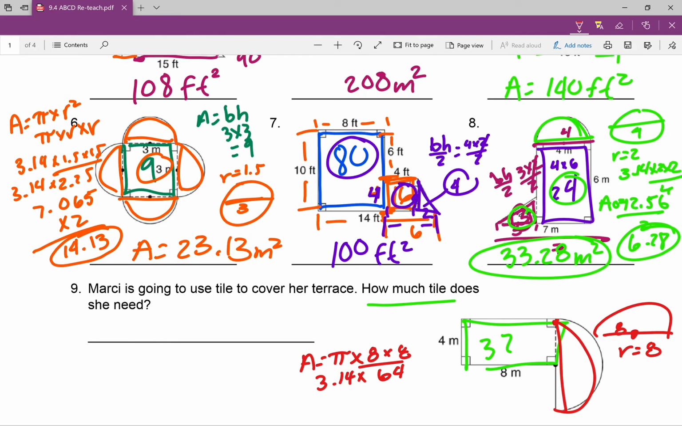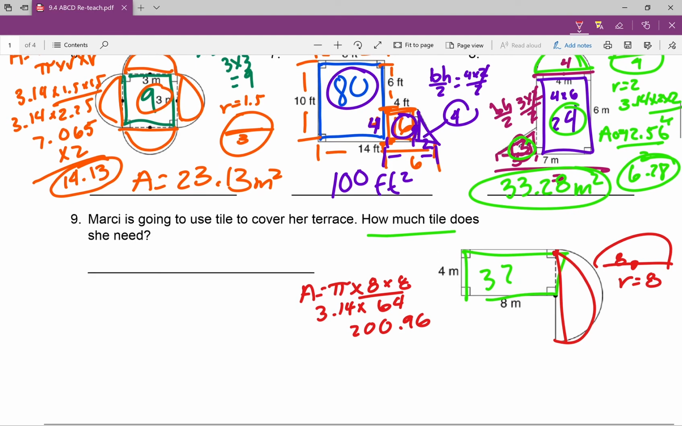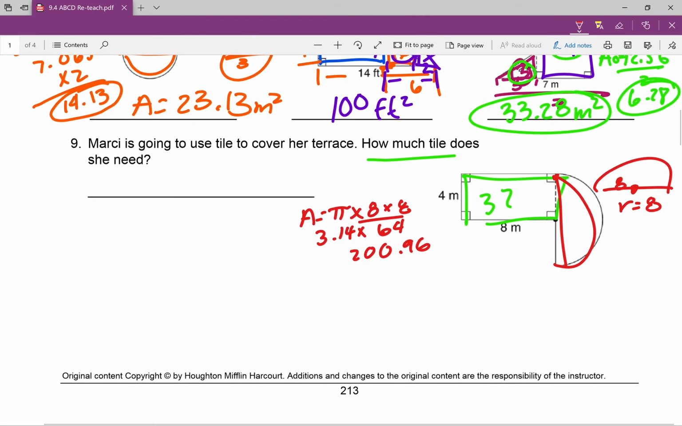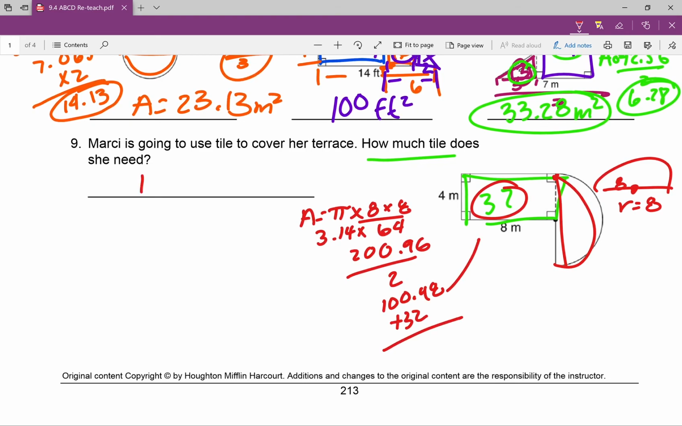3.14 times 64 gives me 200.96. However, remember, I have half of the circle, so I need to divide this by 2. When I divide by 2, I get 100.48. Then I just have to add this plus 32, which is 132.48, and these are meters squared.